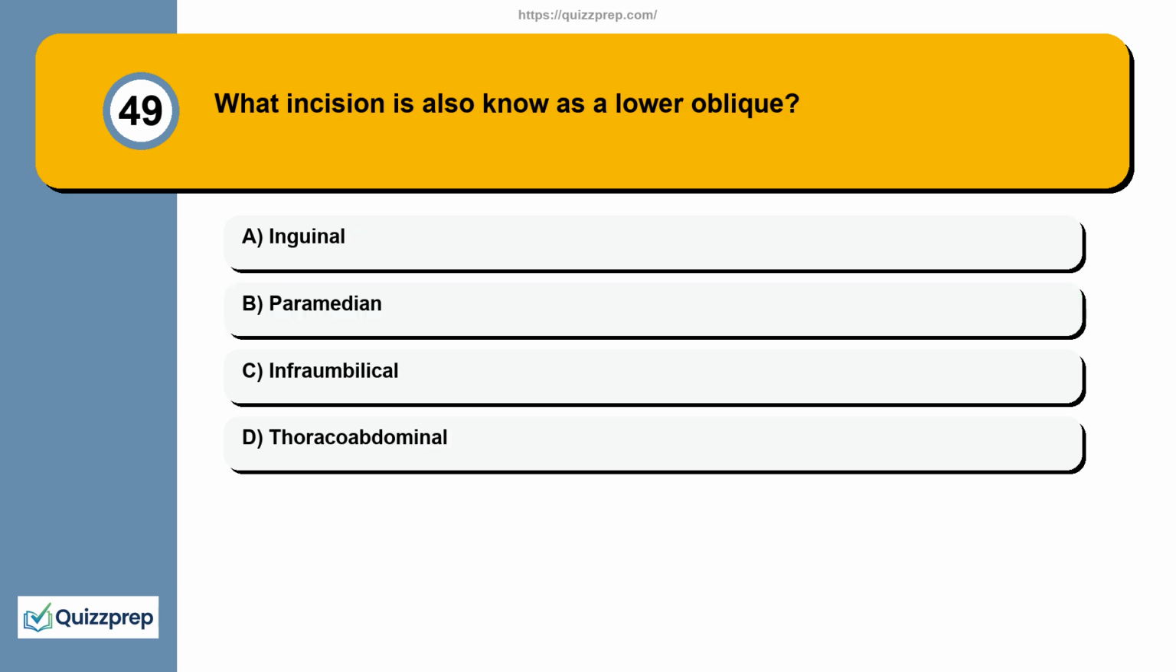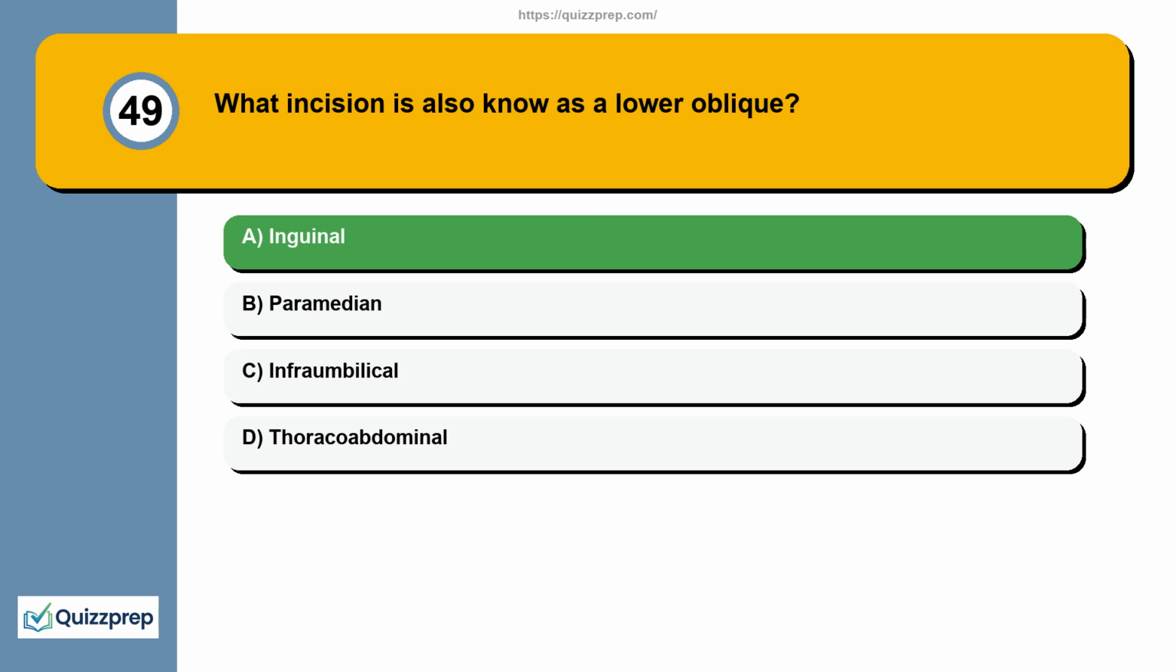Question 49. What incision is also known as a lower oblique? Option A, inguinal. Option B, paramedian. Option C, infraumbilical. Option D, thoraco-abdominal. The correct answer is option A, inguinal.